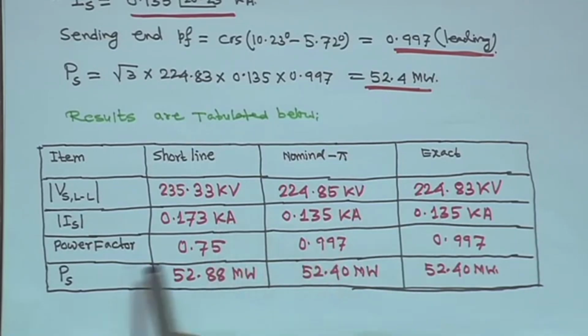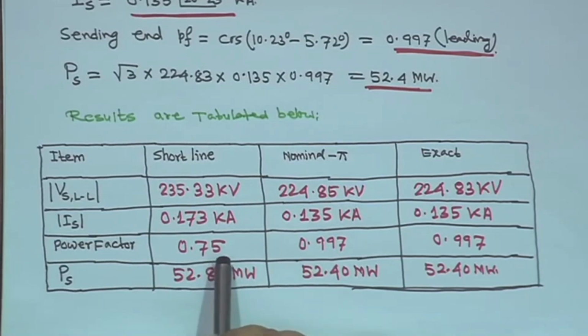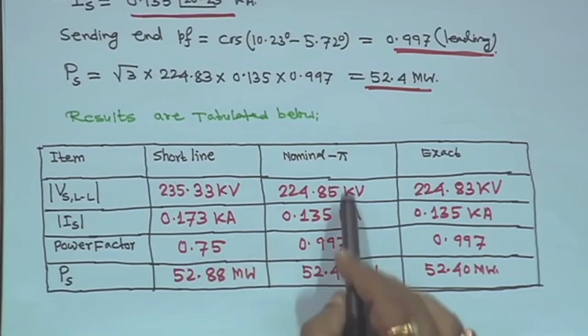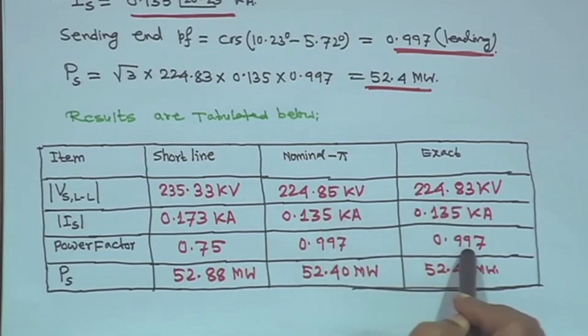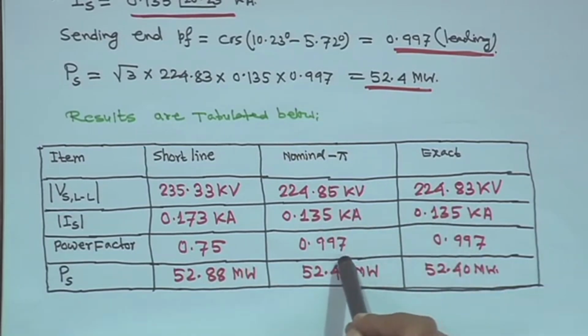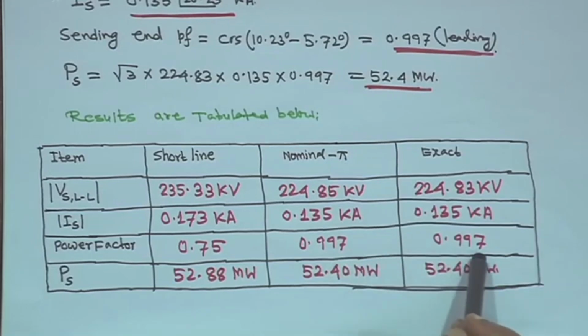And the power factor, when you are not considering anything, for a short line with no charging, it is 0.75. But if you consider the nominal pi or the exact method, the power factor is much improved, 0.997, and both are the same. This is again the same philosophy, happening due to consideration of charging admittance. So for a long line, you cannot ignore the charging admittance.